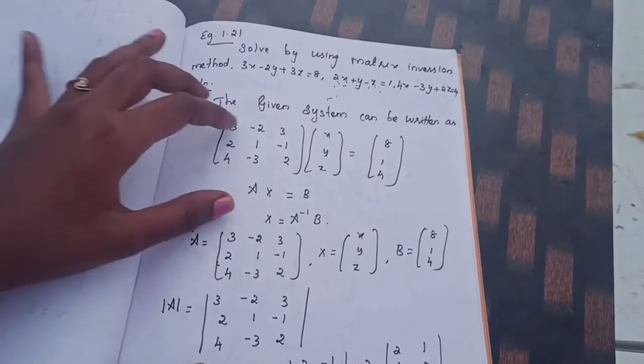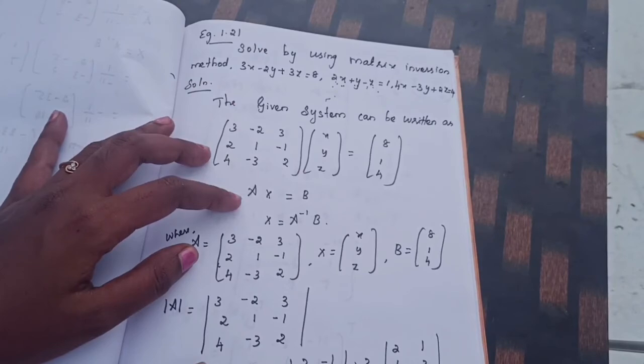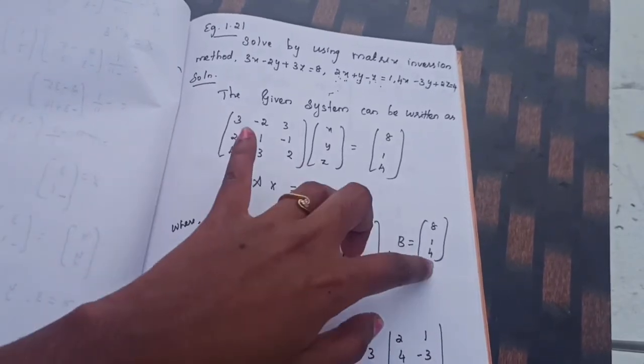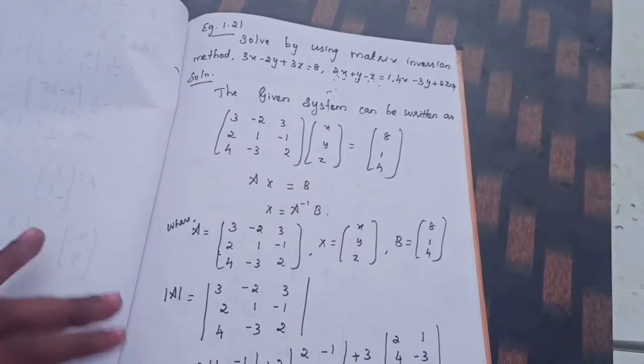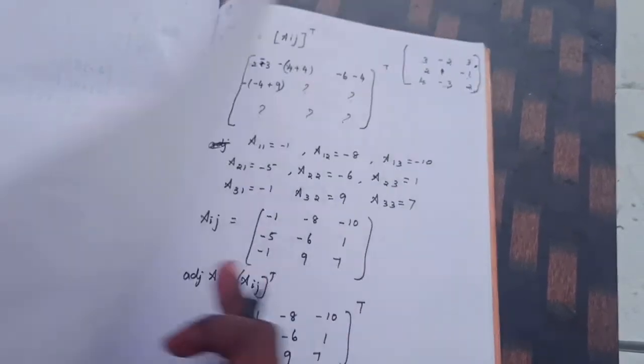Again I am repeating. Given system, want to write it in the form of Ax equal to B. X is equal to A inverse of B, where A is the coefficient matrix, x is the variable matrix, B is the constant matrix. Then find out determinant of A. Determinant of A value not equal to 0 means inverse will exist.